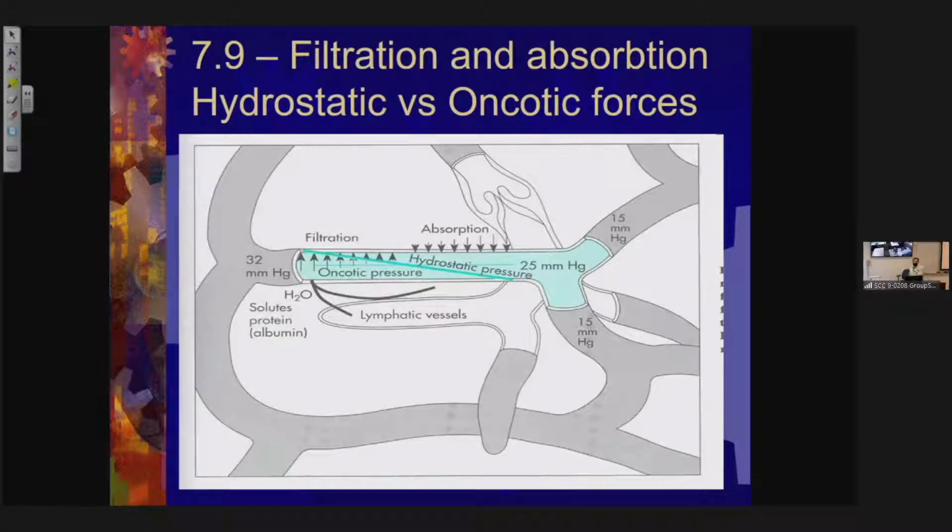Okay, so the hydrostatic pressure wants to make it leave. The lymph system moves all of your vascular volume in 24 hours back from the tissue and brings it back into the vascular space. So that's what wants to push stuff out. Now, what helps hold it in is the oncotic, also known as osmotic pressure.